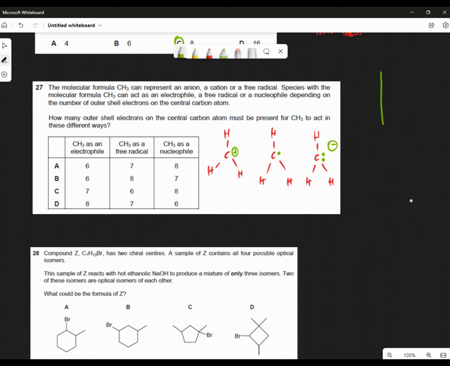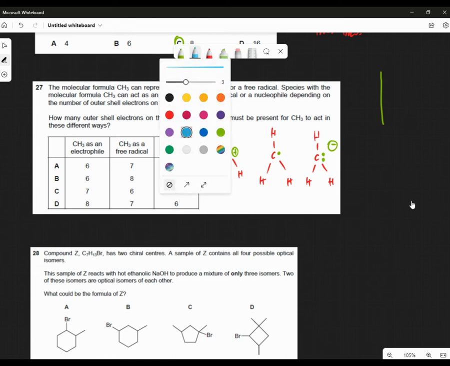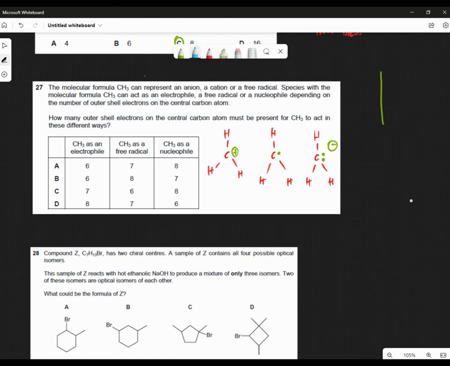Okay, so let's count how many electrons there are. Let's use this. So each bond has 2. 1, 2, 3, 4, 5, 6. So this has 6. So the answer is either A or B. This one, 1, 2, 3, 4, 5, 6, plus that one. So this one is 7. So the answer is A. Let's just check. This one is 1, 2, 3, 4, 5, 6, plus 2, 7, 8. So the answer to 26 is A.